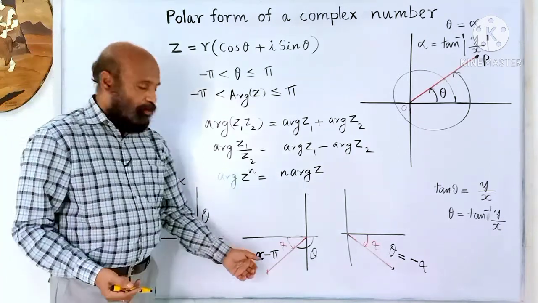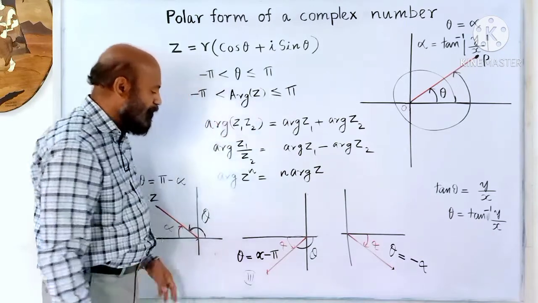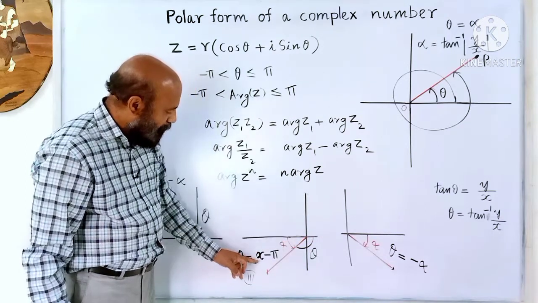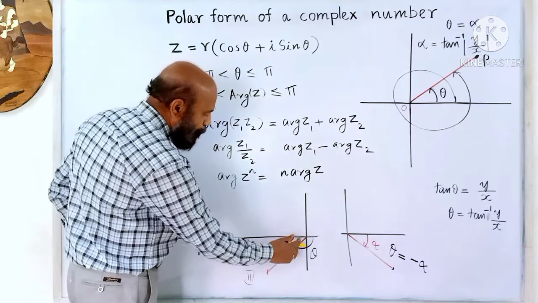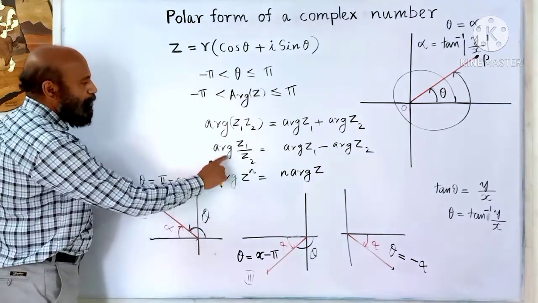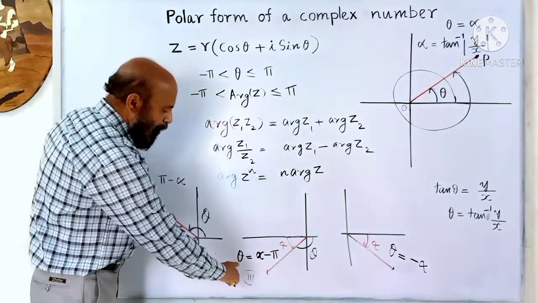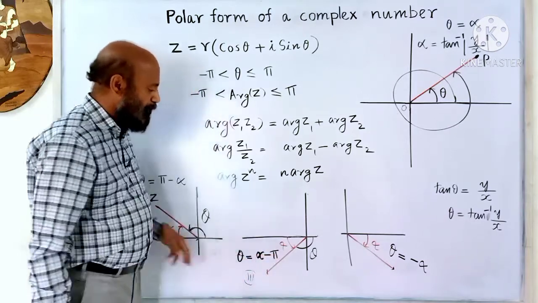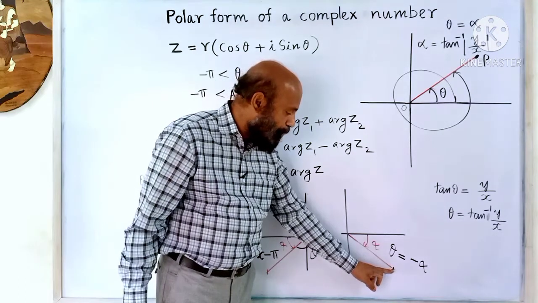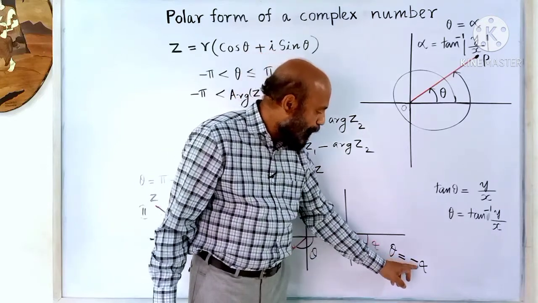When the complex number is in the third quadrant, this is theta. Now theta is alpha minus pi. So this is minus pi. This is plus pi. In this case, theta is alpha minus pi. If the complex number is in the fourth quadrant, theta is minus alpha.